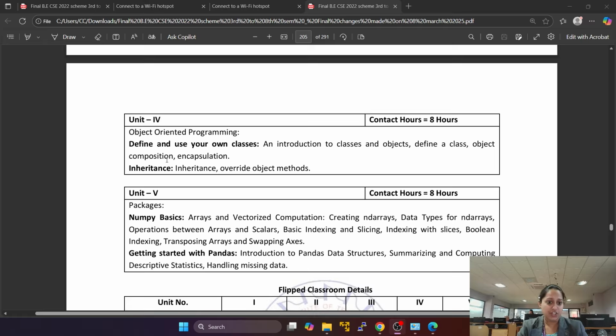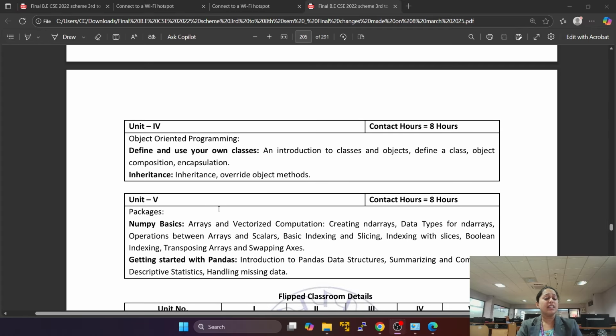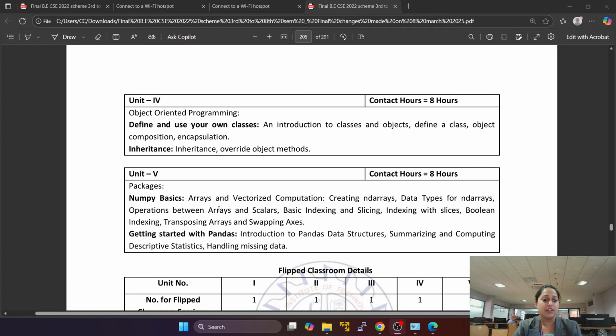And in the second chapter of object-oriented programming, we are going to discuss one of the important properties of object-oriented programming, that is inheritance. And also we are going to deal with overriding methods, how to override the methods and what are its uses. And coming to Unit 5, we are going to discuss packages, how to create custom packages like modules. Then we are going to discuss the basics of NumPy and Pandas.